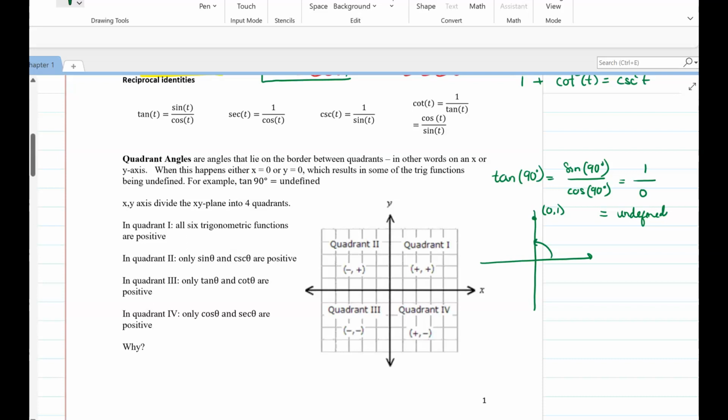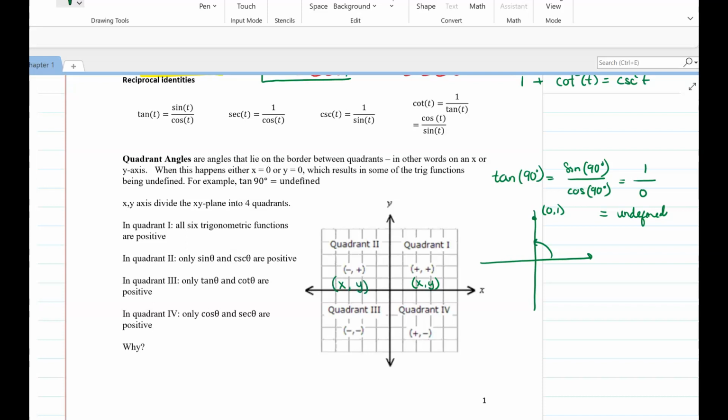Now, the x and y axes divide the xy plane into 4 quadrants. In quadrant 1, all 6 trigonometric functions are positive. This is because in quadrant 1, both values x and y are positive, which means cosine and sine are positive, right? In quadrant 2, only sine and cosecant are positive. The rest are negative. Why is that? Because here x is negative and y is positive.